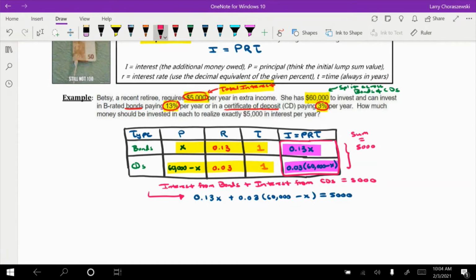So I'm going to give you the next couple minutes to solve this equation. Keep in mind that your answer is for bonds, okay, and you can use your answer to get the amount that's in CDs. After a couple minutes or so, I'll jump back in and we'll look at the results. We'll take a break and then wrap up the rest of this section afterwards. Go ahead and see if you can solve for the amount in bonds and then afterwards the amount in CDs.